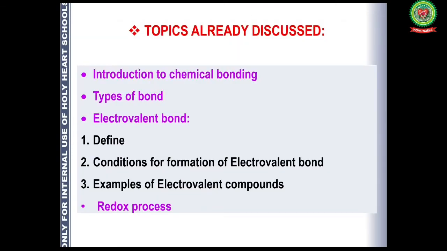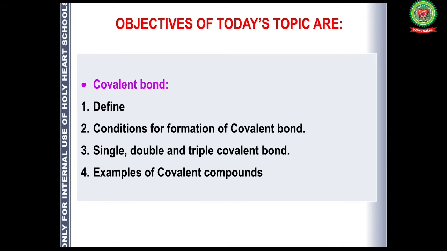The topics that we have already discussed are its introduction, types of bond, electrovalent bond, its definition, conditions for its formation, and examples of electrovalent compounds. And the next topic that we have covered was the redox process. In today's class, we are going to study covalent bond, its definition, conditions for its formation, single, double and triple covalent bond, and examples of covalent compounds.